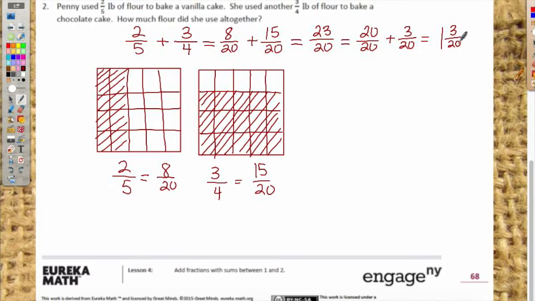Will 3 fit evenly into 20? No. Do they share a factor? No. So that's simplified. Okay.